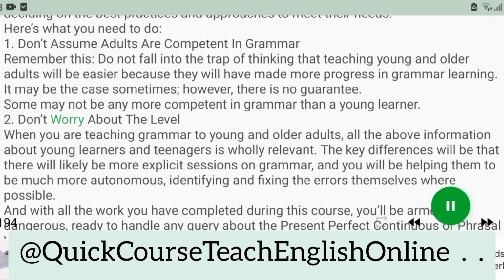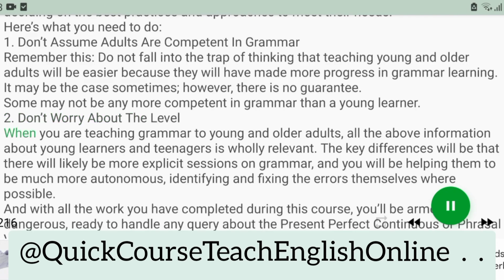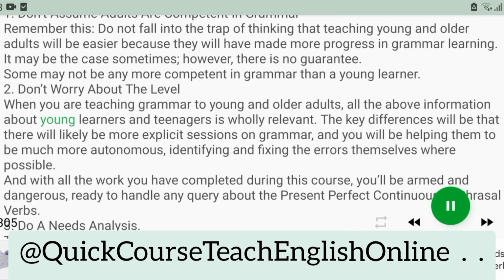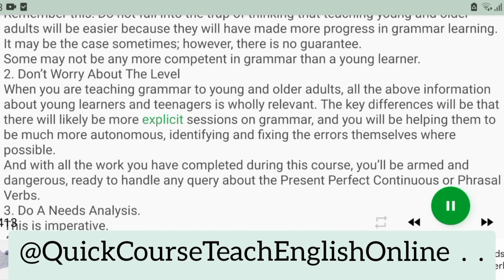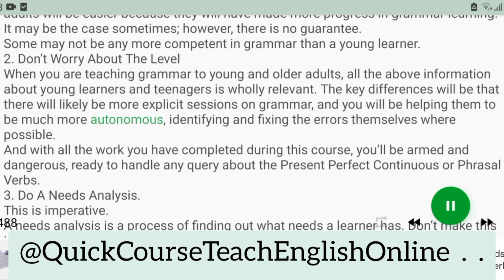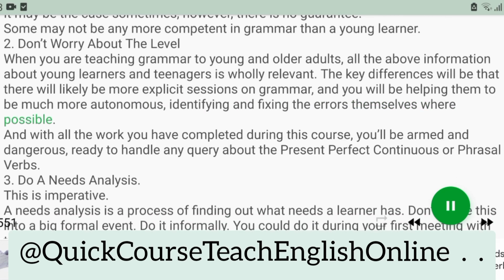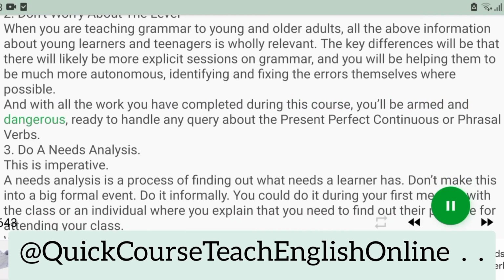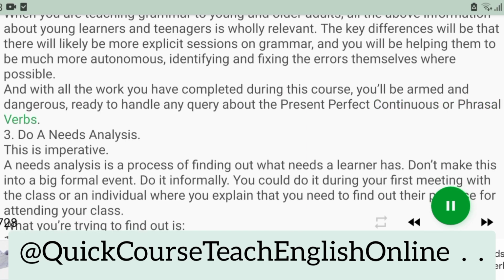2. Don't worry about the level. When you are teaching grammar to young and older adults, all the above information about young learners and teenagers is wholly relevant. The key differences will be that there will likely be more explicit sessions on grammar, and you will be helping them to be much more autonomous, identifying and fixing the errors themselves where possible. And with all the work you have completed during this course, you'll be armed and dangerous, ready to handle any query about the present perfect continuous or phrasal verbs.